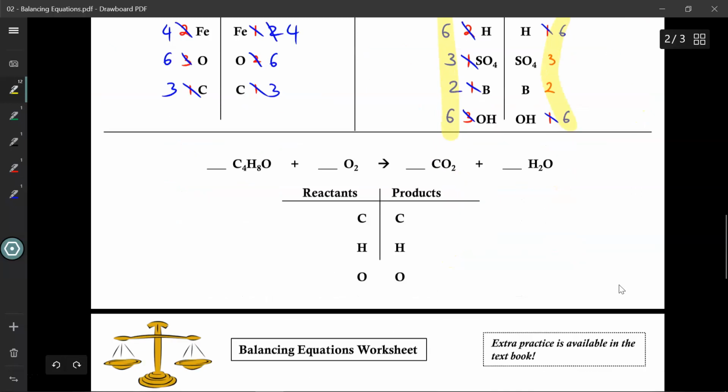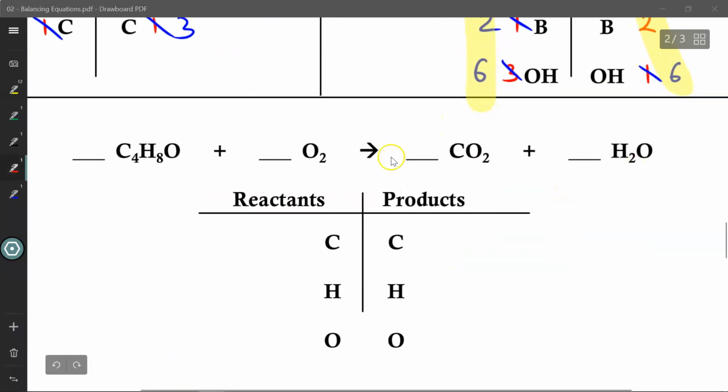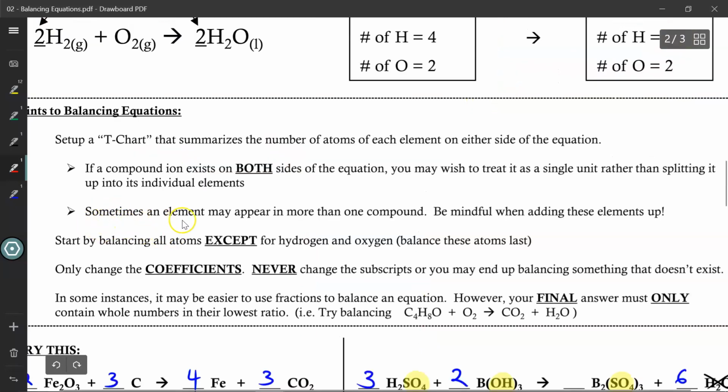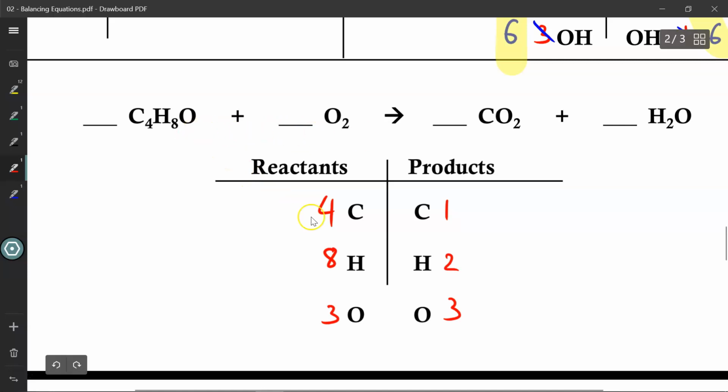Alright, let's take a look at the last one down here. So let's count how many atoms are on each side initially. This one's a little trickier, but here we go. 4 carbons, 8 hydrogens, but 3 oxygens. You'll notice that both reactants have an oxygen atom inside of them. And that leads us to this hint. Sometimes an element may appear in more than one compound. Be mindful when adding these elements up. So that's where a lot of students will make their silly mistakes as well. Same on this side, 1 carbon, 2 hydrogens, but 3 oxygens. 2 from here, 1 from here.